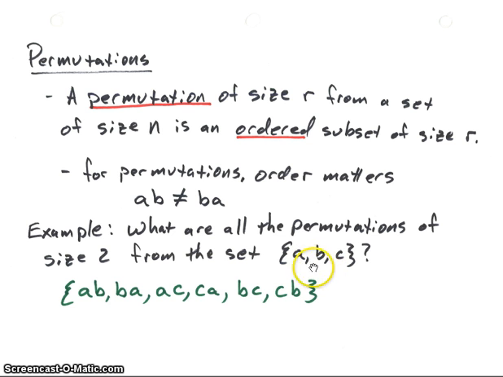Looking at the set, we could pick the first 2 elements, A and B, and put them in that order, but we could also pick those 2 elements in the opposite order, B and A. So we would have BA. And we could go through all of the elements of that set, picking them 2 at a time: AC, CA, BC, and CB. So in this case, picking 2 from a set of size 3 where order matters, we come up with a total of 6 possible permutations.